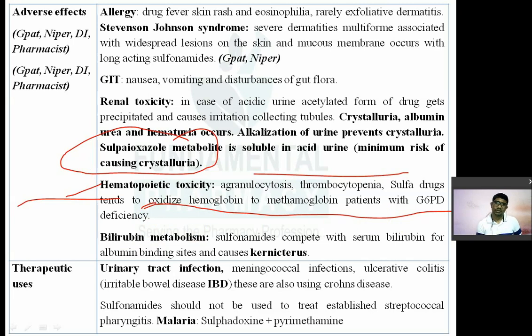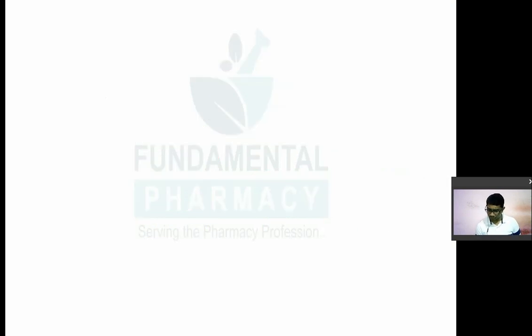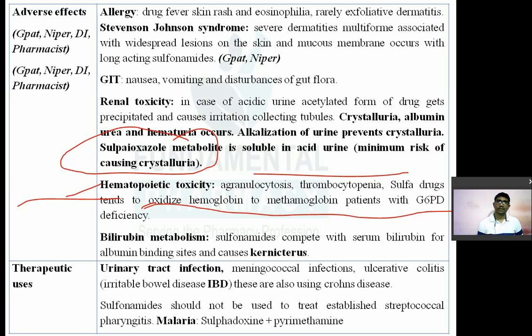Say, for example, the sulfa drug is also one of the oxidants. Then another example, primaquine is an antimalarial drug that also causes hemolysis in patients with glucose 6-phosphate dehydrogenase deficiency. That is toxicity on the hematopoietic system. Another adverse effect is the effect on bilirubin metabolism. Sulfonamides compete with serum bilirubin for the albumin binding site.